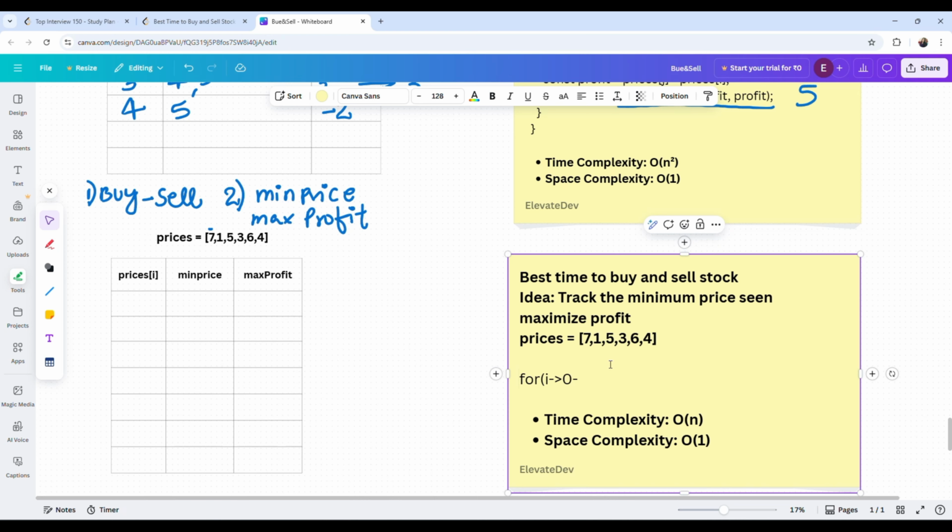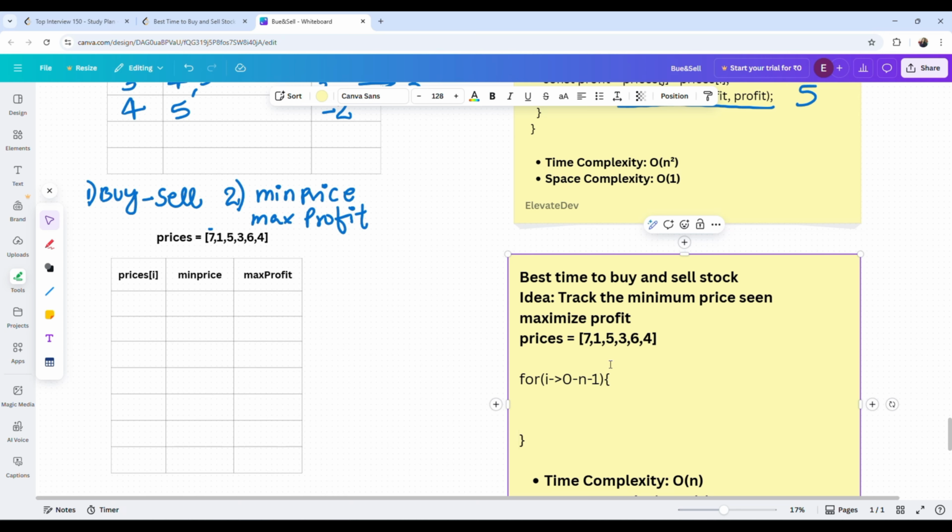We have to move from 0 to n minus 1, and at every point we just have to maintain the minimum price seen so far. If the current price that I am seeing right now is lesser than the minimum price that I have seen so far, then only I am going to update my minimum price. Otherwise I'm just going to keep the minimum price that I have.